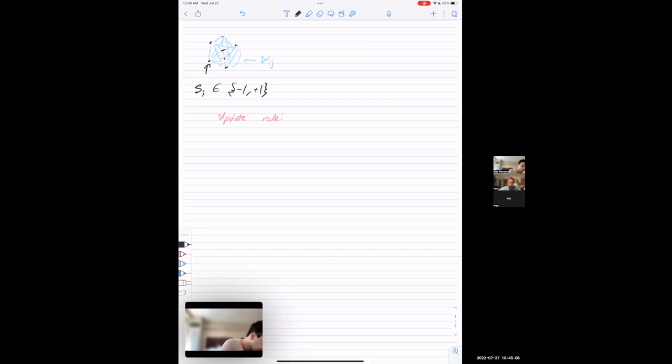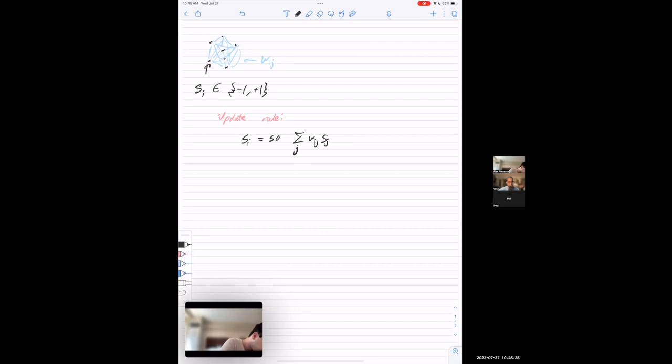And the update rule is that each Si is equal to, you take the sum over all j going into it, which is literally all the neurons. It's Wij times Sj. You could have a bias term, but I'll ignore that for now. I don't think that's really important. I could have added a theta i here, but for simplicity, I'm just going to assume there's no shift. And you take the sine function of that.